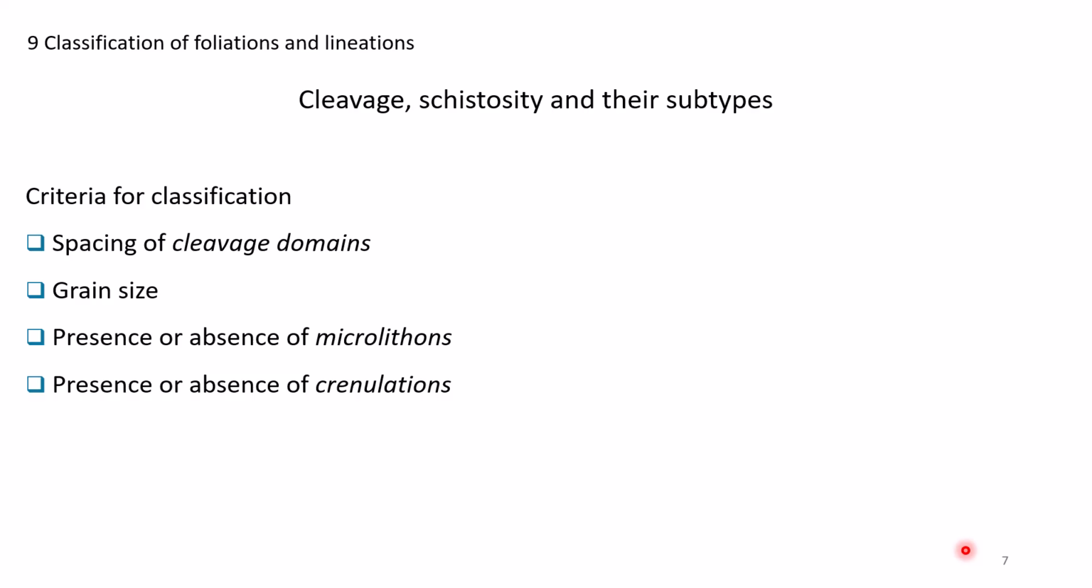In order to classify different types of foliations, a number of criteria can be used, and here they are listed. These 4 criteria allow a very simple classification system according to Passchier and Trouw. The criteria that we are using is the spacing of cleavage domains, the grain size, the presence or absence of microlithons, and the presence or absence of crenulations. So now we are introducing here a number of new technical terms.